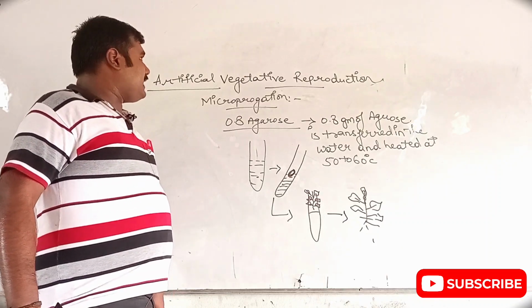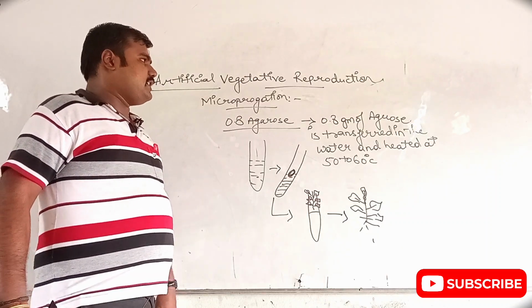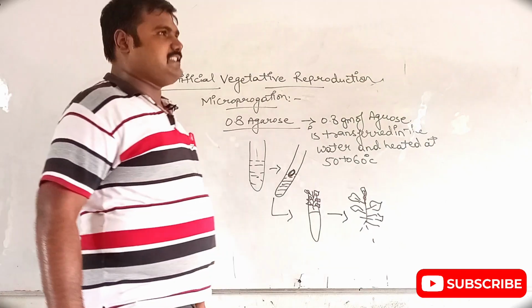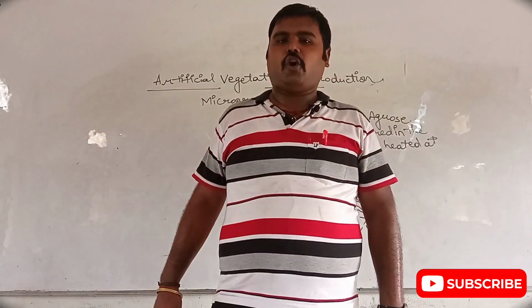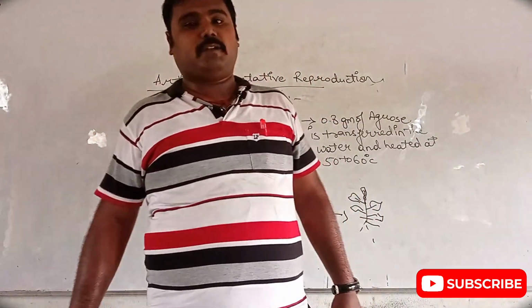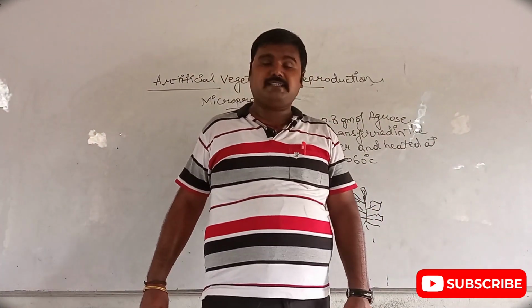So this was the last topic for artificial vegetative reproduction, or we can say about vegetative reproduction. In our next video, we will talk about the sexual reproduction which takes place in plants as well as in animals.